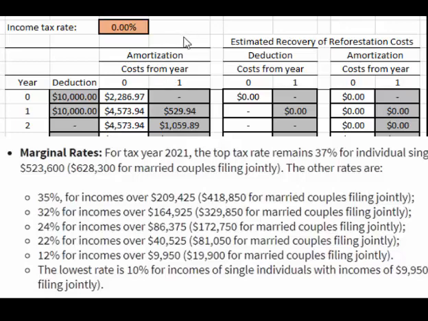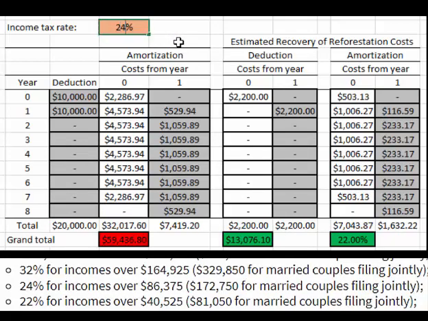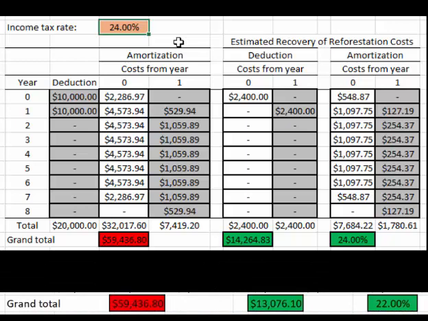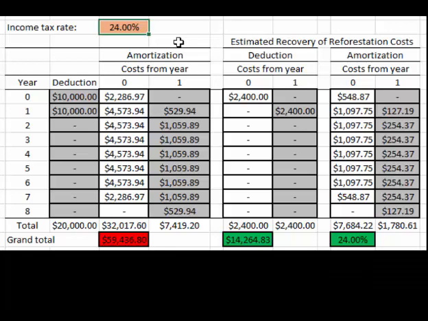And for tax year 2021, most of us will likely be in either the 22% tax rate or the 24% tax rate. In this case, you'll see that a higher income tax rate gives you more benefit from this reforestation program. But by no means do you want to be in a higher federal income tax rate or bracket. It's just that in this case, it's a benefit to have a higher tax rate. But as I said, everybody, you do not want a higher income tax rate in general.